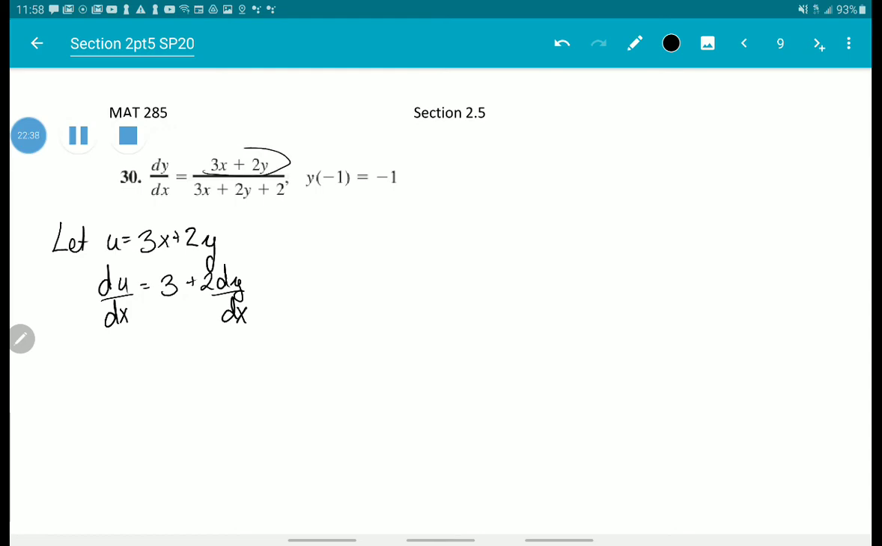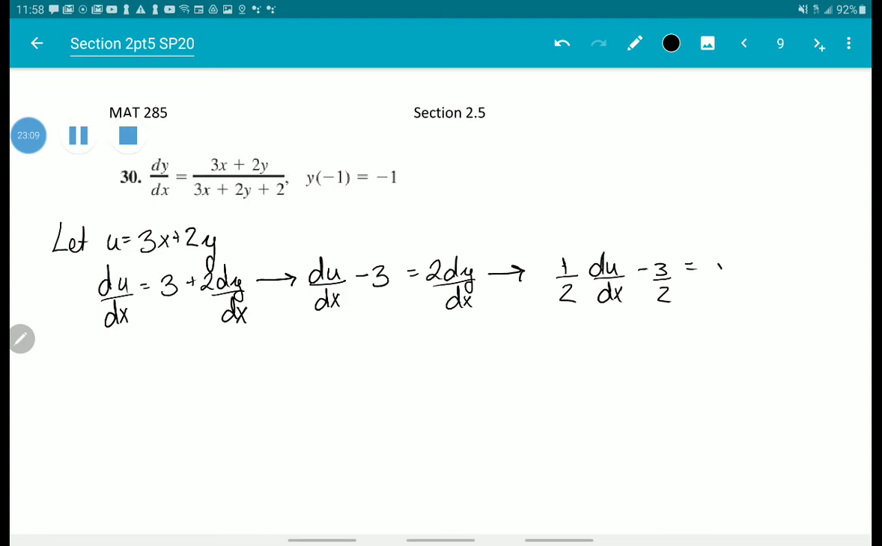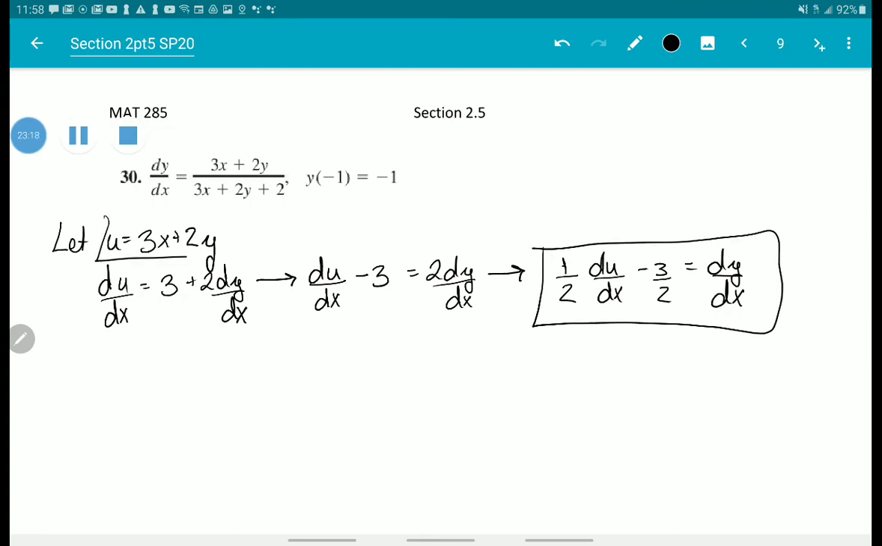So we have a substitution for this and this. We need a substitution for that. So that's where we're going to tweak this. Let's solve this for dy over dx. So we have du over dx minus 3 is equal to 2 dy over dx. And if we divide everything by 2, we have 1/2 times du over dx minus 3/2 is equal to dy over dx. So I'm going to box in that substitution and this substitution. So now let's do it.